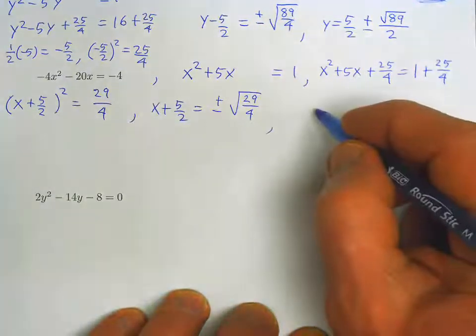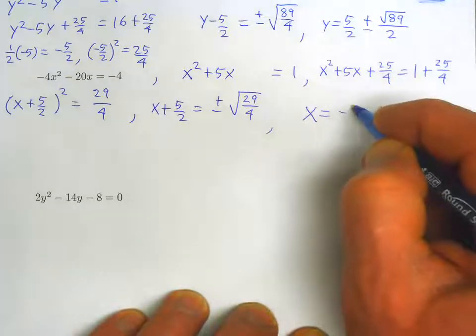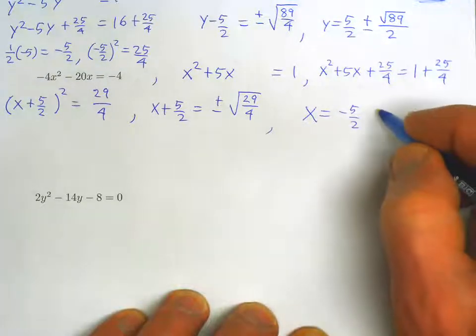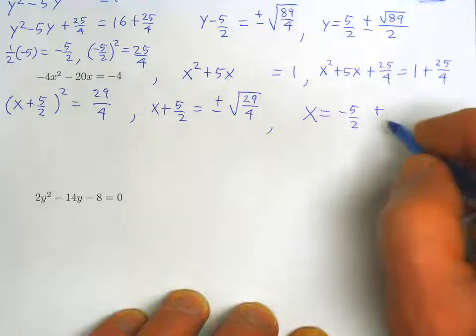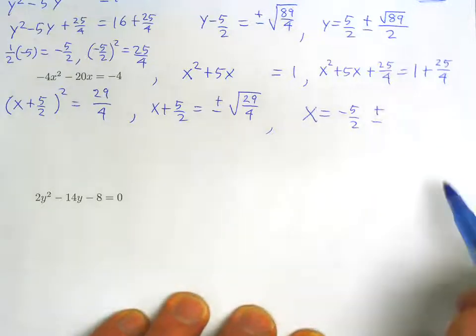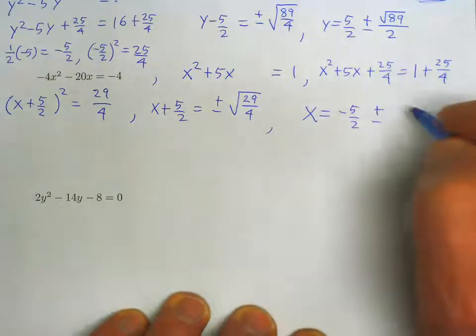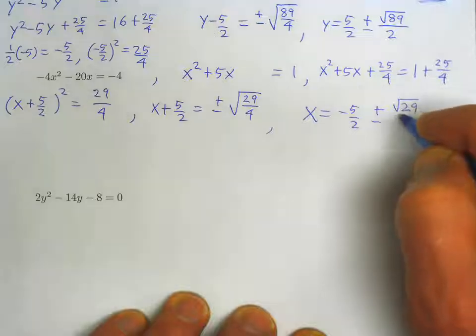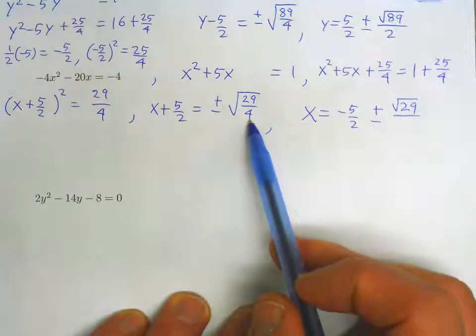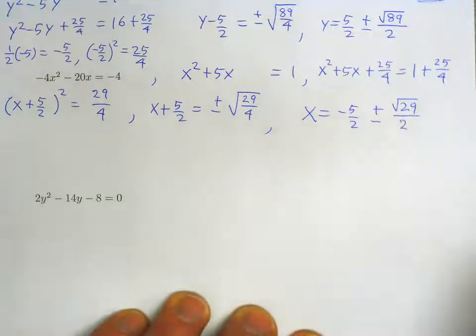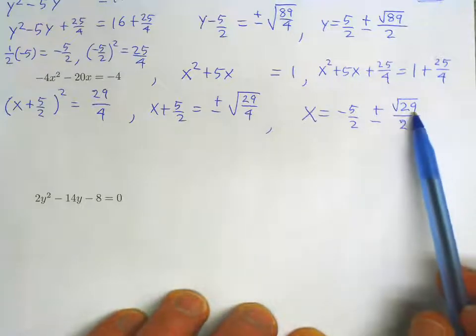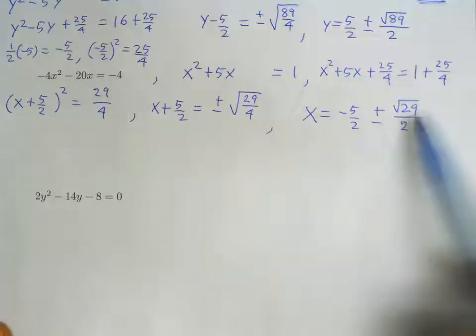And then in the next step, we subtract 5 halves from both sides. X equals negative 5 halves plus and minus the square root of 29 in the numerator, and the square root of 4 in the denominator simplifies to 2. And the square root of 29 cannot be simplified any further.